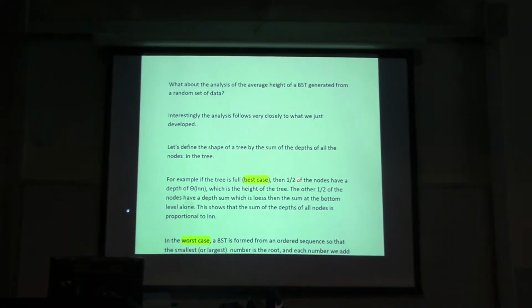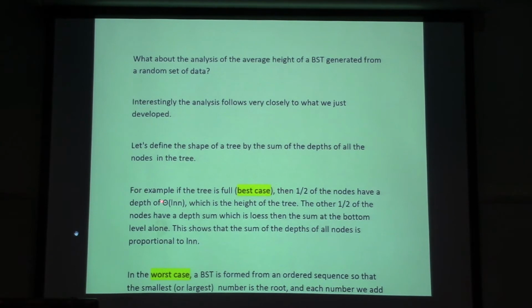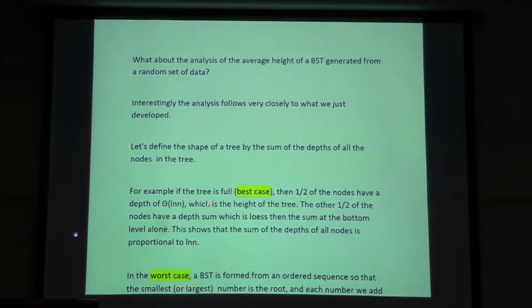But the average tree grows uncontrollably. We don't have any belief that it's going to have fullness at all, or certainly that it's going to be balanced. Okay, so if the tree is full, we know that half the nodes have a depth of theta log n, which is the height of the tree.